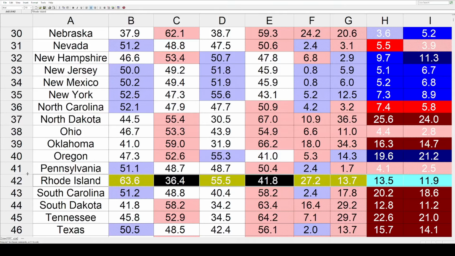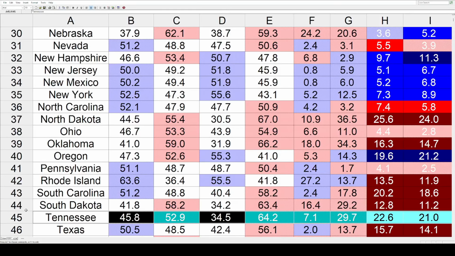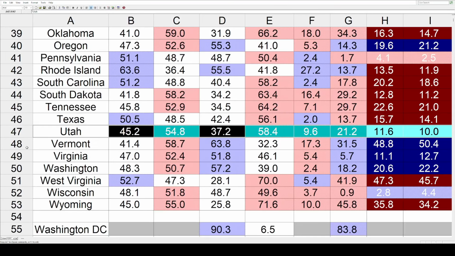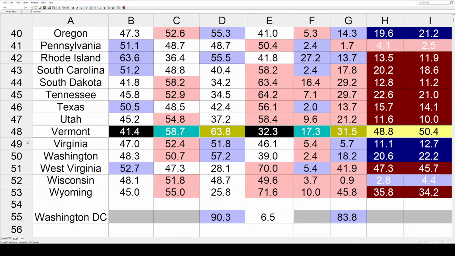Then more GOP-friendly trends in Rhode Island 11.9, South Carolina 18.6, 26, South Dakota 11.2, Tennessee 21, Texas 14.1, and Utah an even 10. Then we've got Vermont. This state had the biggest trend out of all the states. Pretty red back then, but now it's super blue and it trended that way by 50.4.